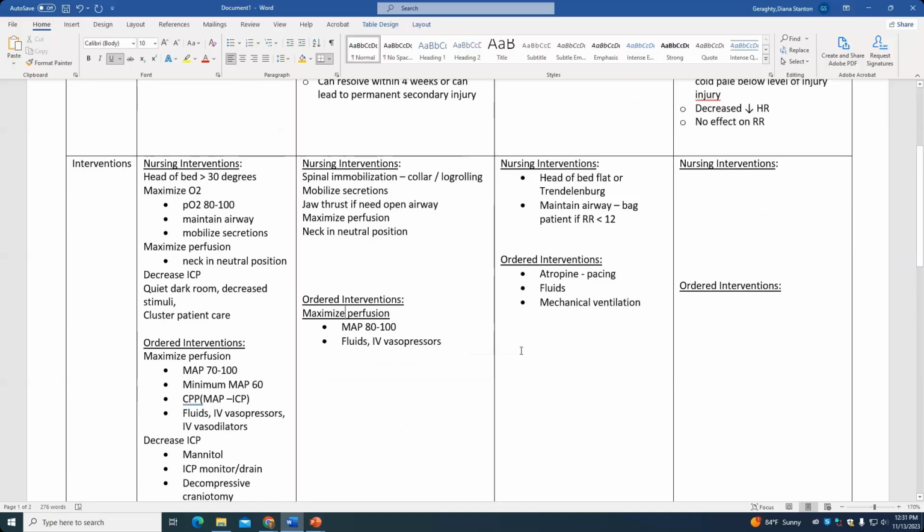And then for maximizing oxygenation, we've got the open airway nursing wise. And for oxygenation, if they're showing signs of respiratory distress or respiratory failure, we can go to mechanical intervention. But we're going to make sure that they get oxygen. We'll need orders for that. So we can put that back in neuro too.